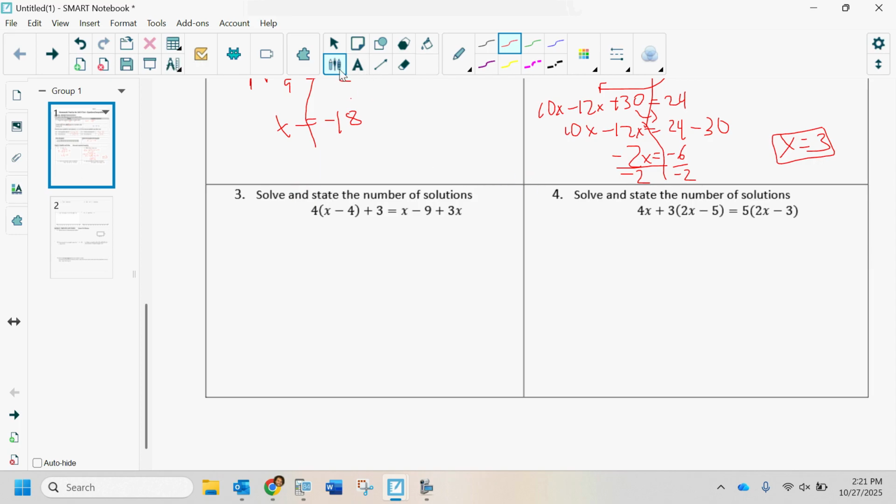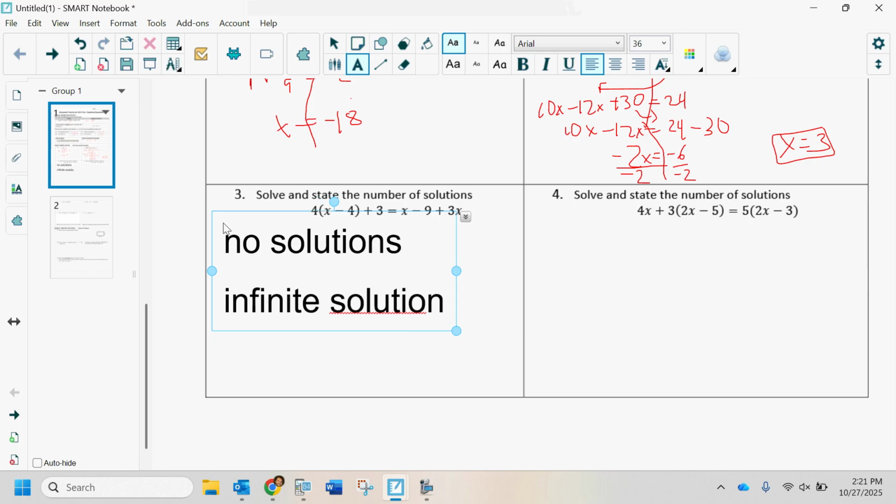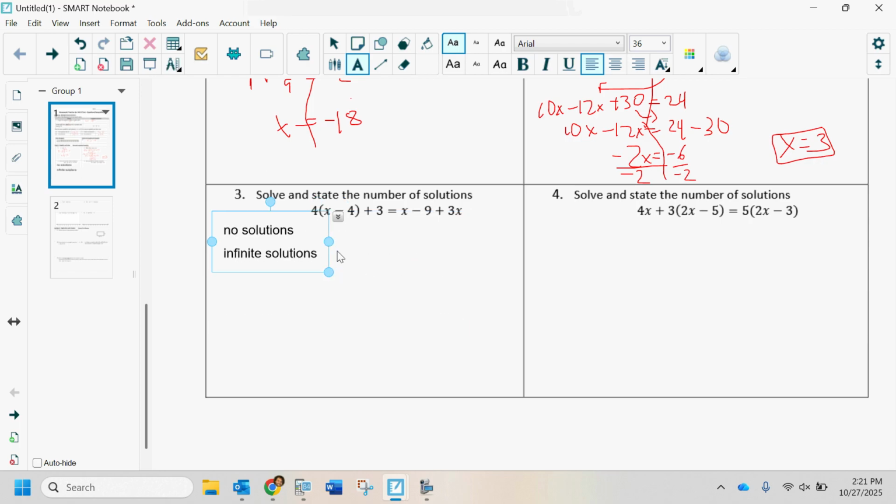All right, so here we want to solve and state the number of solutions. So the number of solutions that we could have are no solutions, infinite solutions. Okay, so this is our word bank here.